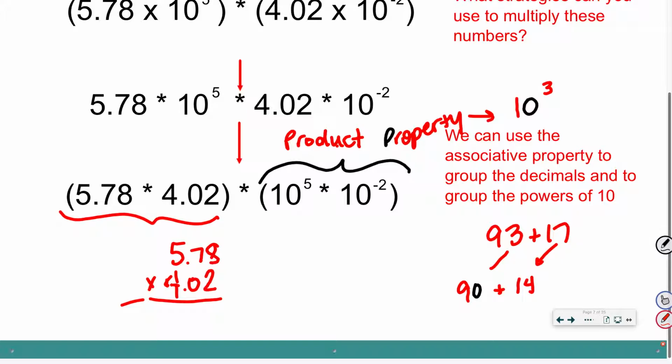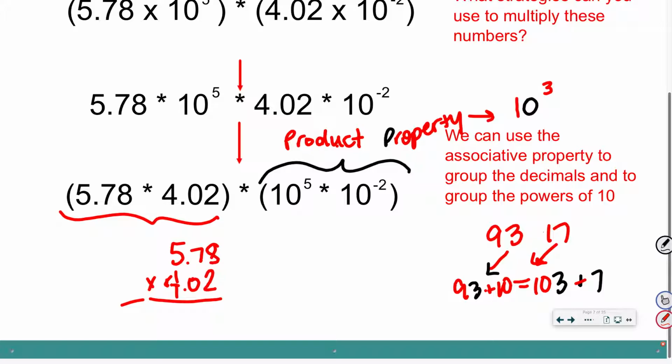Wait, did I do that right? 93 and 17. That was subtraction, my bad. You could add 93 plus 10 is 103. 103 plus 7 is 110. The grouping is different. So 93 plus 10 you could do in your head, and then add the 7. So instead of adding 17, add 10, then add 7. The grouping is to do it mentally.